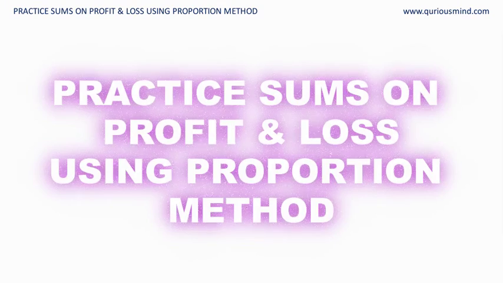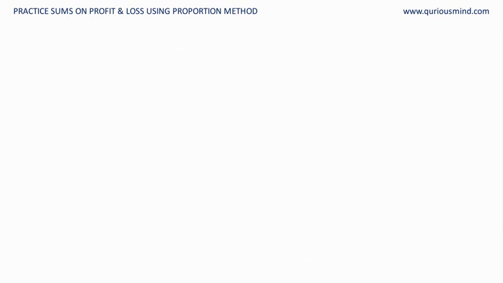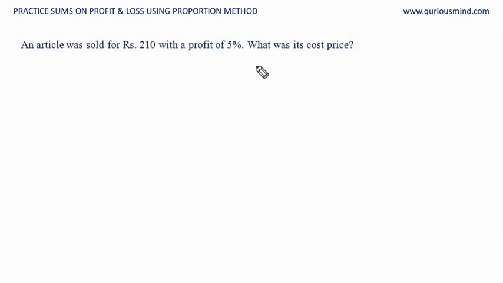Hello everyone. In this video, we will solve a few practice sums on profit and loss using the proportion method. Let's solve the first one. An article was sold for rupees 210 with a profit of 5%. What was its cost price?